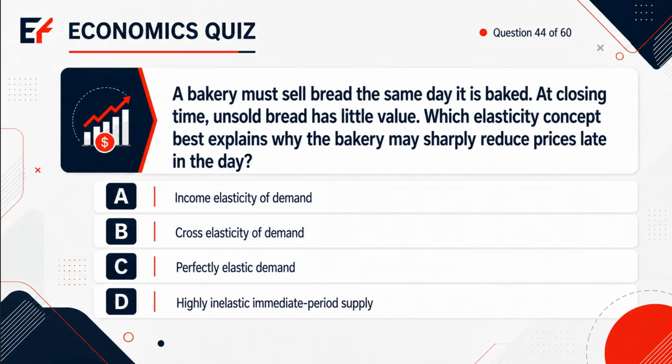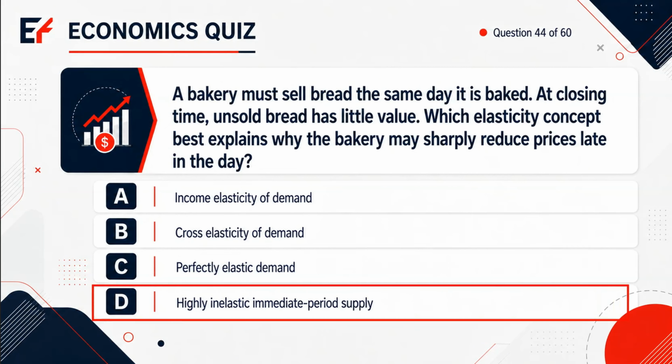Question 44. A bakery must sell bread the same day it is baked. At closing time, unsold bread has little value. Which elasticity concept best explains why the bakery may sharply reduce prices late in the day? A. Income elasticity of demand. B. Cross-elasticity of demand. C. Perfectly elastic demand. D. Highly inelastic immediate period supply. The correct answer is D.